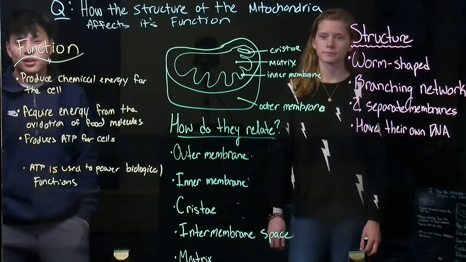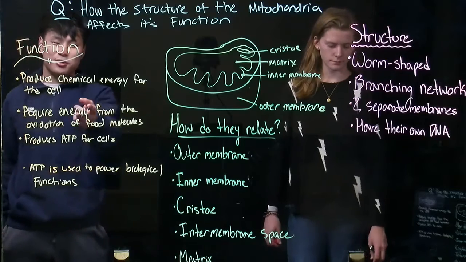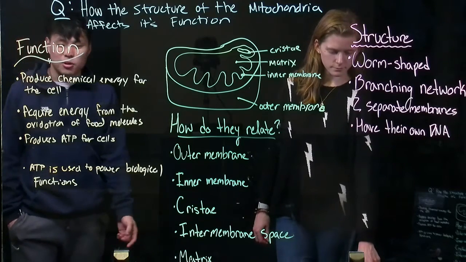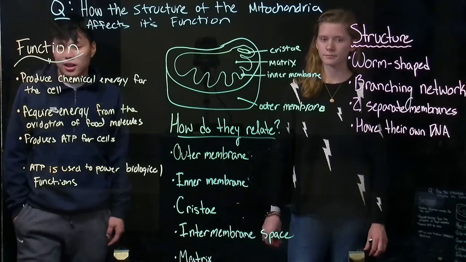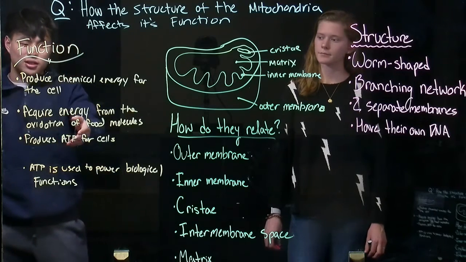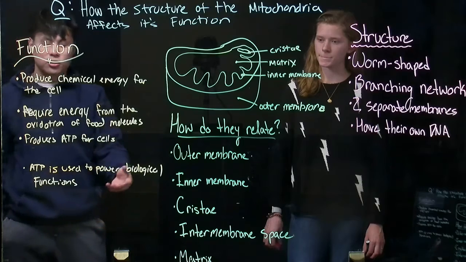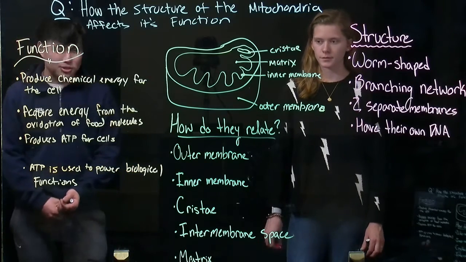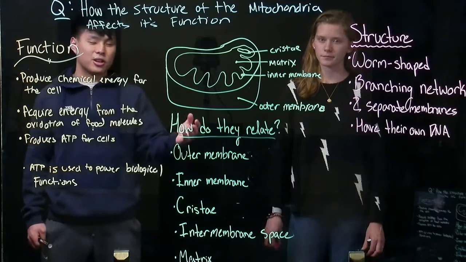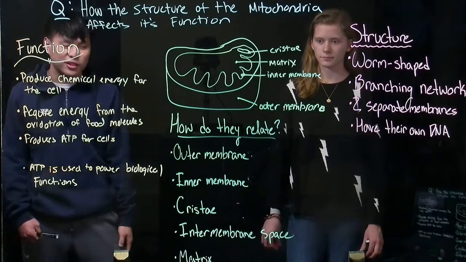So the main function of the mitochondria is to produce chemical energy for the cell, and it acquires this energy from the oxidation of food molecules that we take in, and in turn it produces ATP for the cells, and then we all know ATP is used to power biological functions. So now we're going to talk about how the structure and function relate.